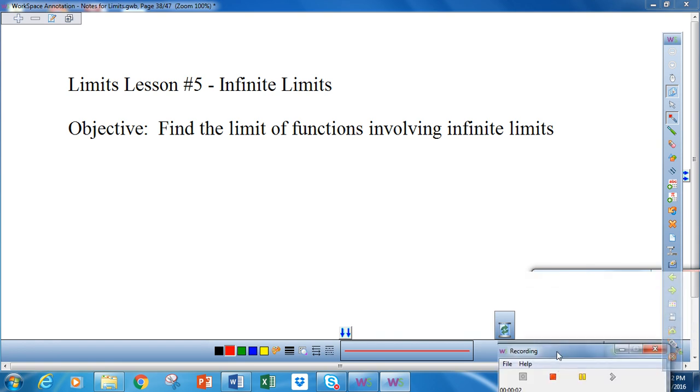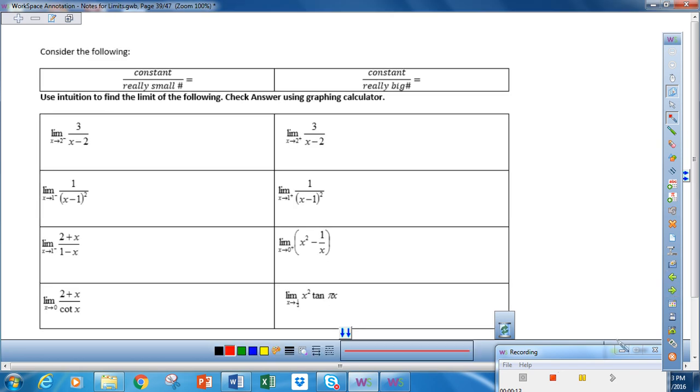Okay, this is our last lesson on limits. Yay! So what we're going to do today is find the limit of a function involving infinite limits. Either the answer is going to be infinite, or we are taking the limit as x approaches infinity. Again, I probably am teaching it differently than your teacher will, but hopefully you'll get an understanding of what's going on and what happens as numbers approach infinity.